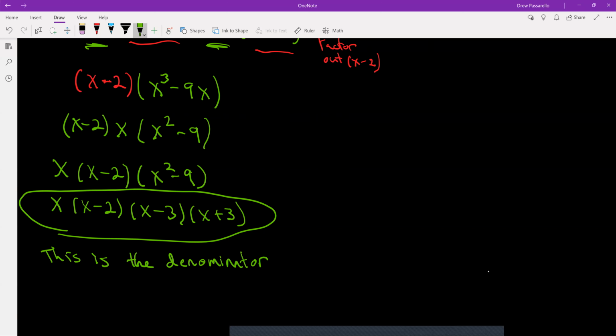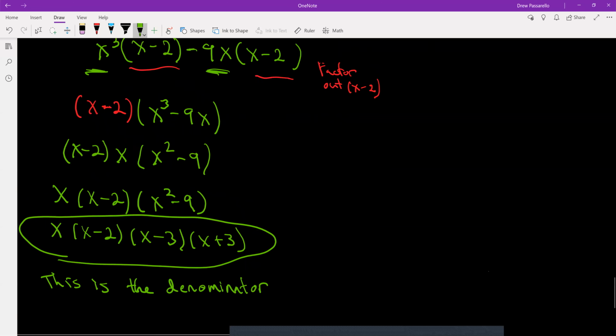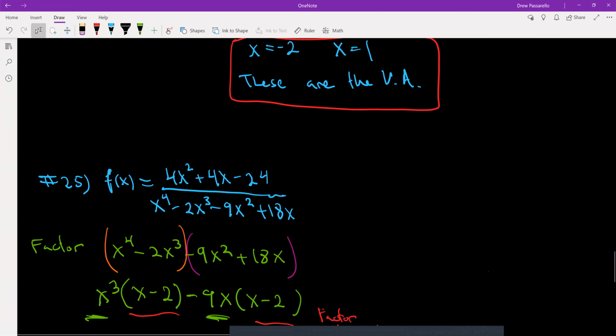And now notice I have 4 factors. And the original denominator had x to the fourth as its leading term. That tells you the maximum number of zeros, as we refer to it, which would tell you the maximum number of factors.